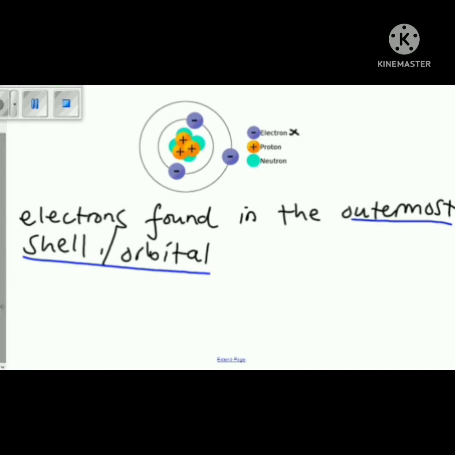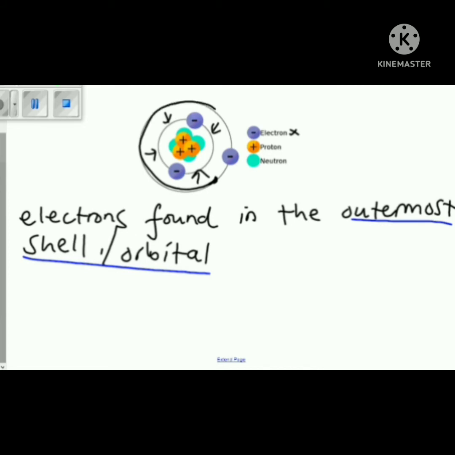Since the orbitals generally contain just electrons, what are valence electrons? These are the electrons found at the outermost shell. So what does outermost mean? It just means the shell that is here in the outermost area. It is more exposed than this one, which is inside here. So these are inner electrons or core electrons. Here we're not going to be focusing on core electrons, but on the valence electrons.